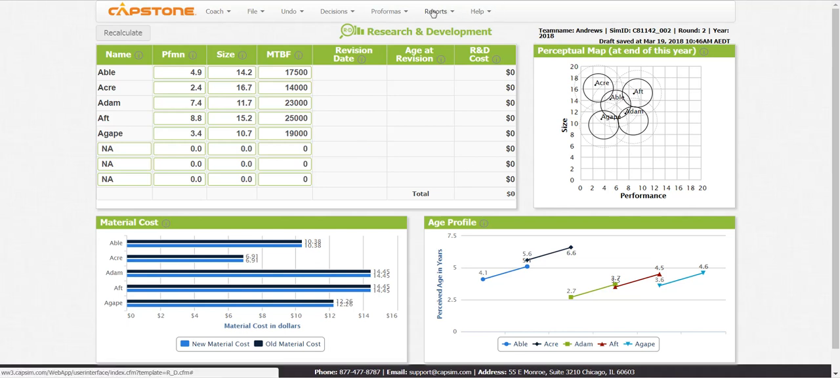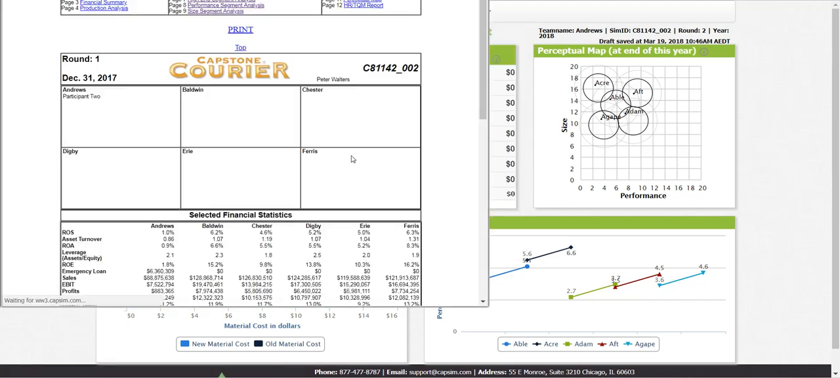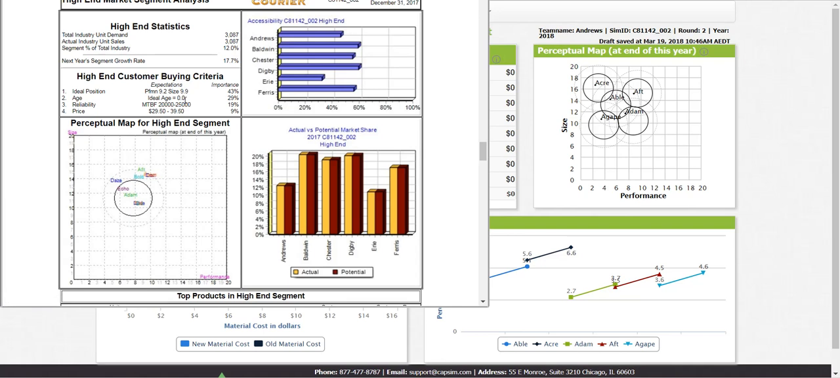If we go up and have a look at reports and go to the high end, I know that one of the most important criteria is positioning for Adam. Last year they wanted a performance of 9.2 and a size of 9.9. 43% of the market want that. And age is also important. 29% want an age of 0. They want cutting edge, straight out of the oven. We're never going to be able to give that to them all the time, but the closer we can get to that, the better we're going to be.